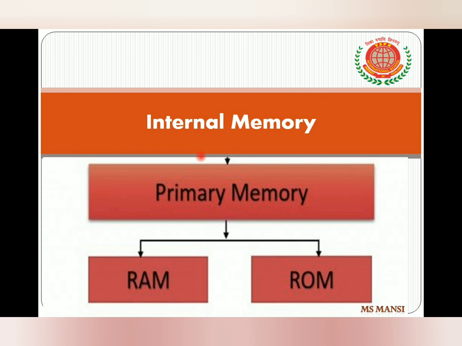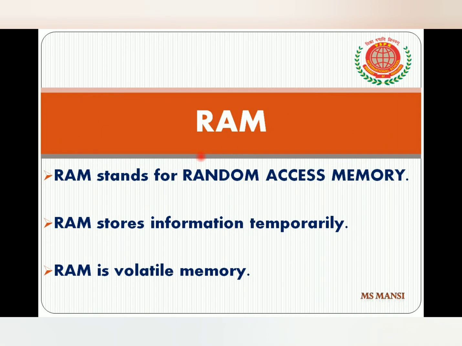Students, this is the diagram of primary memory. Primary memory is also known as internal memory, and the primary memory is of two types, RAM and ROM. So what is RAM? RAM stands for random access memory. RAM stores information temporarily.